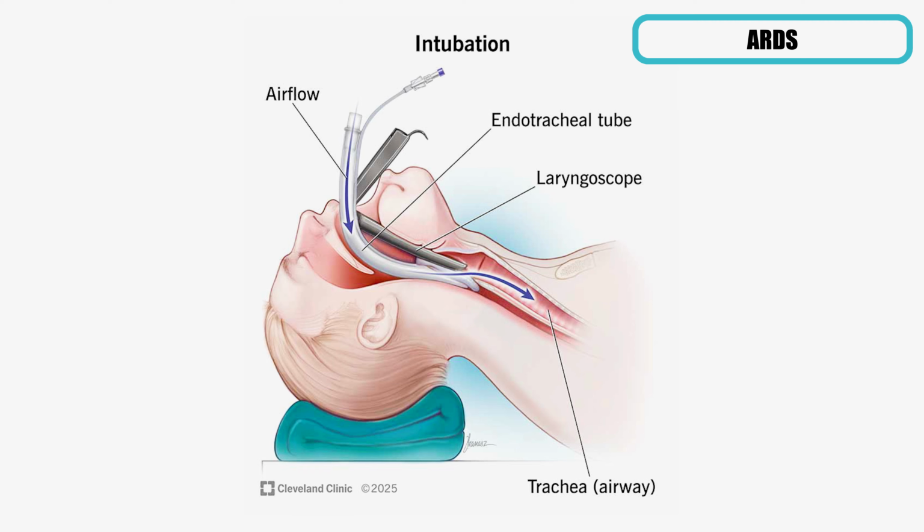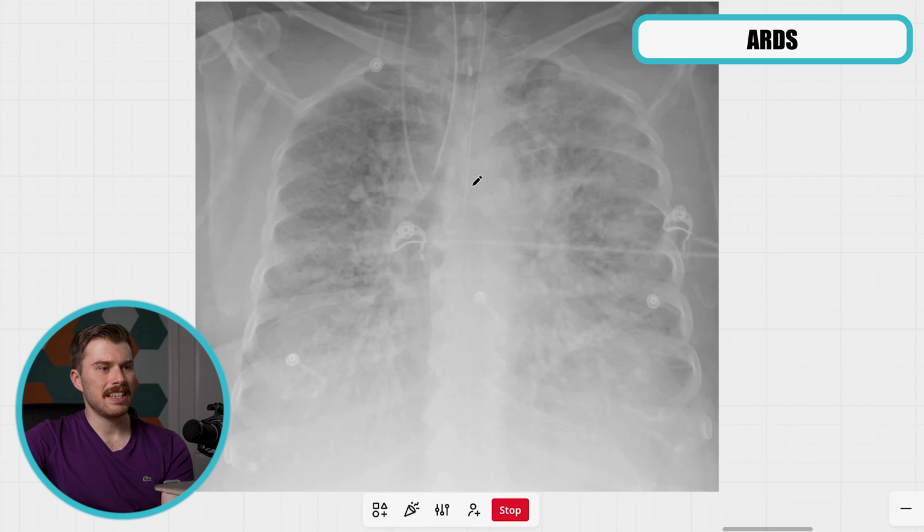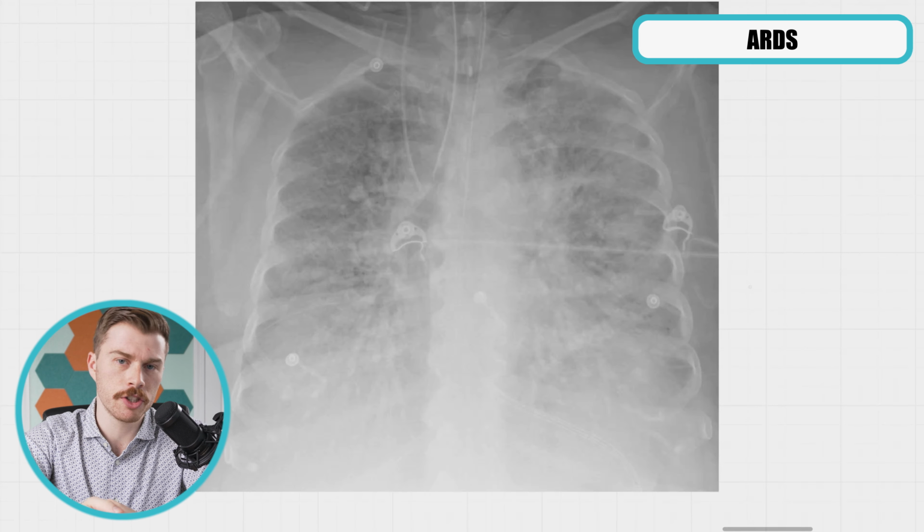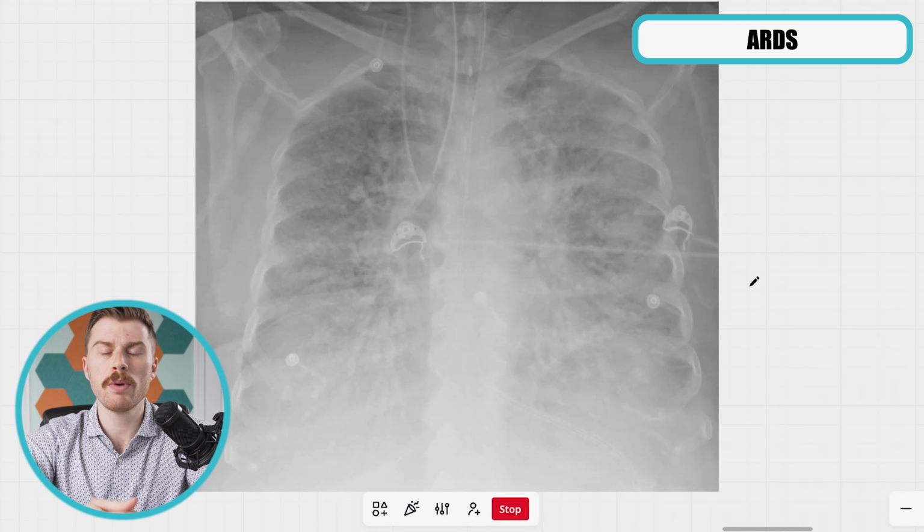ARDS. It's what the pirates used to say. Now it's what the ICU docs say before intubating you. This is really bad haziness all throughout both lung fields. You can hardly see the cardiac silhouette in here. It's really difficult. It's just a ton of fluid filling the alveoli. And so it starts to give you that whiteout appearance, that ground glass appearance, which can help differentiate ARDS from cardiogenic pulmonary edema, where the cardiac silhouette may be enlarged.